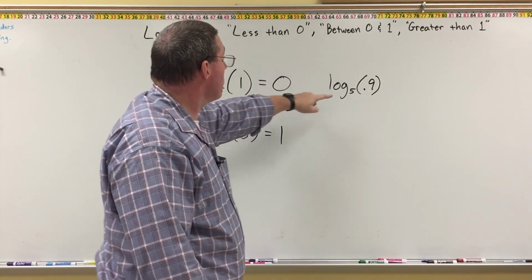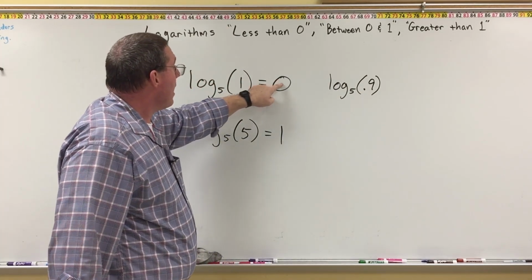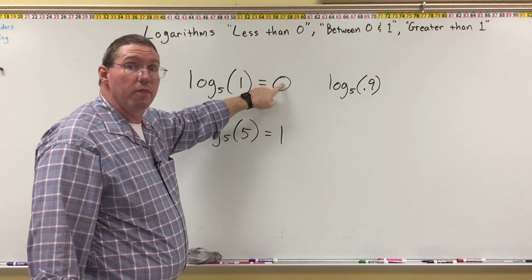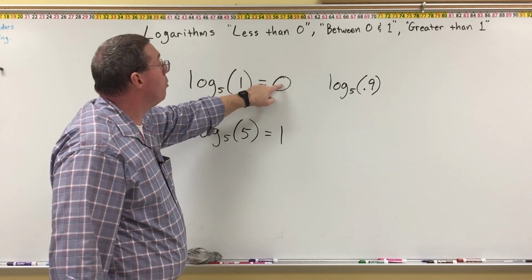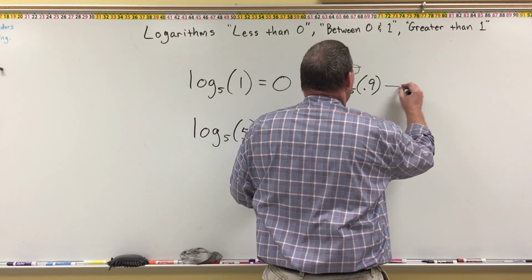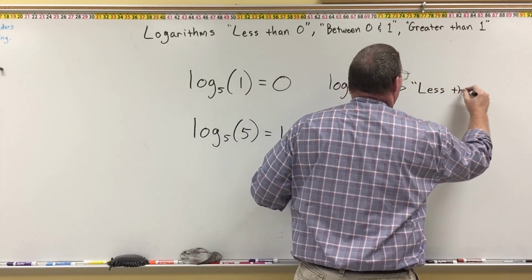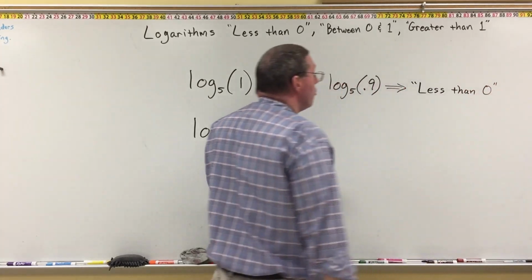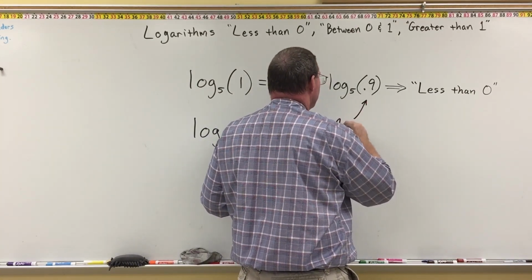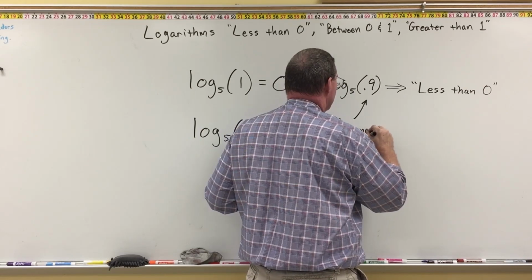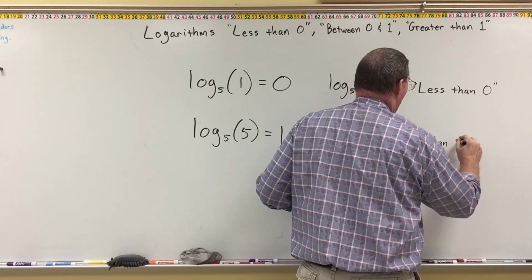Because the argument in here is less than 1, the answer, the exponent, the logarithm, is actually going to be less than log base 5 of 1, which is 0. So it would be less than 0. So we know that this logarithm is less than 0. And so here's the rule: you will always choose less than 0 if the argument is less than 1.